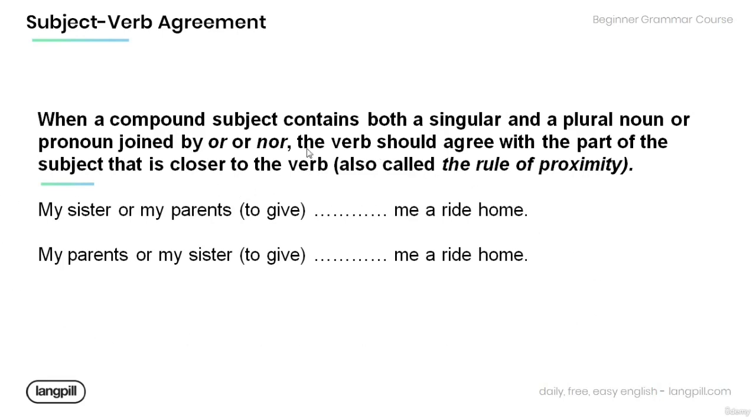Now have a look at the following sentences and fill in the blanks using the appropriate form of the verbs. My sister or my parents to give me a ride home. My sister or my parents give me a ride home. My parents or my sister to give me a ride home. My parents or my sister gives me a ride home.